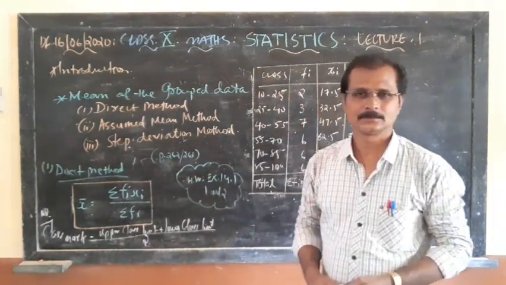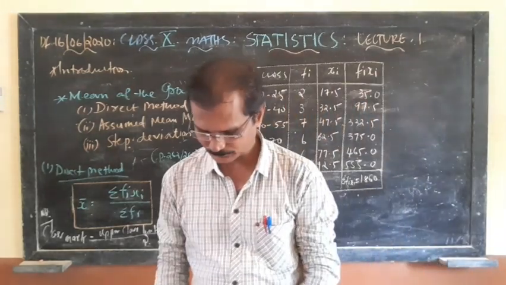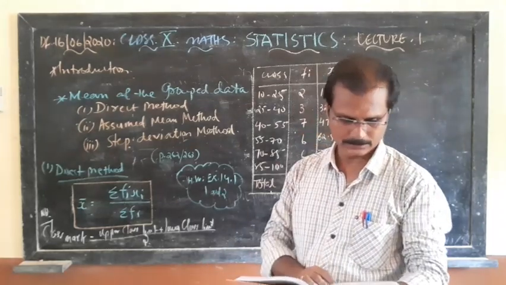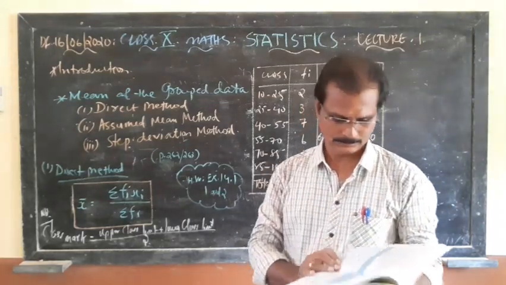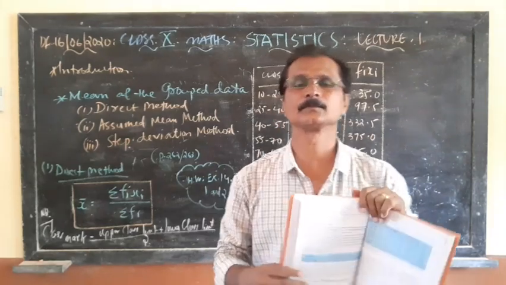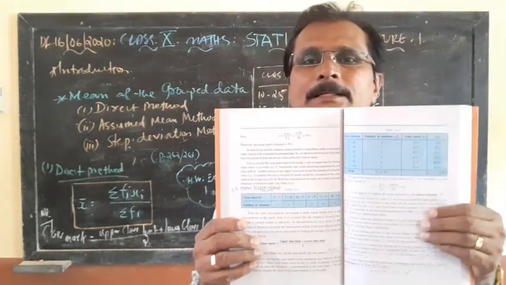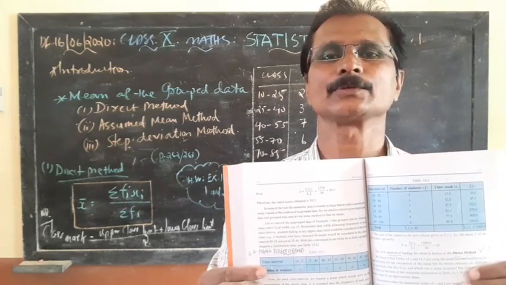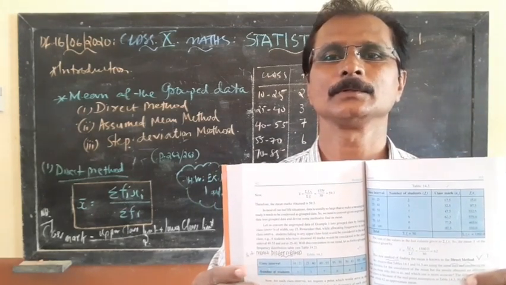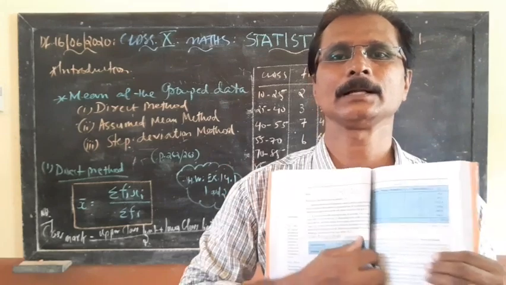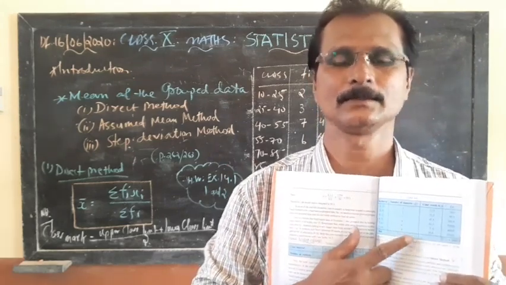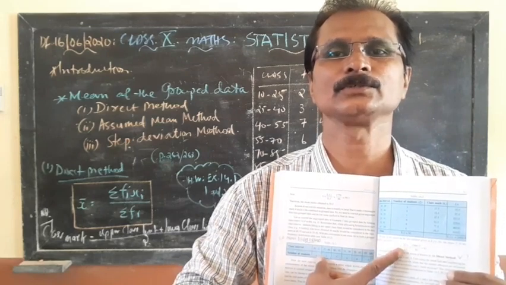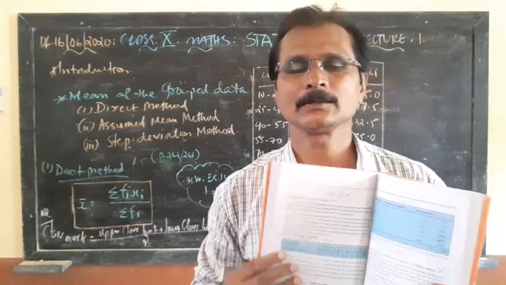Please take page number 262. You can see there, this is the question that we are going to do, and the answer, the tabular column, is given here. So this is the question, and we are going to find the mean.